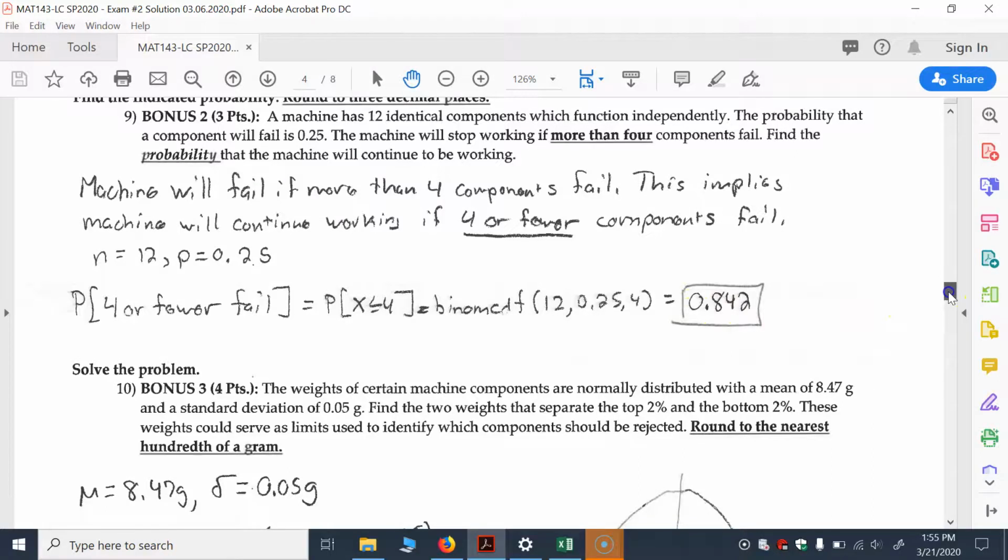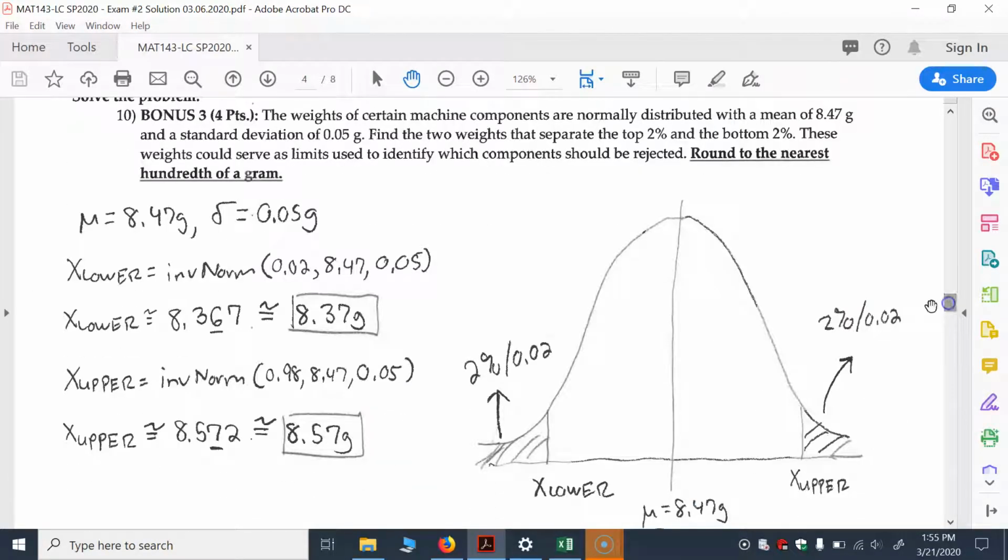And lastly, again, this is sort of a quality control problem. Not every part that is manufactured will be manufactured correctly. They all vary a little bit. And so we want to find the 2 weights that separate the top 2% and bottom 2% for these machine components. So here I want to use inverse norm. So you see we have this lower tail area of 2%, upper tail area of 2%. So to find these boundary values, sort of the specification limits here.